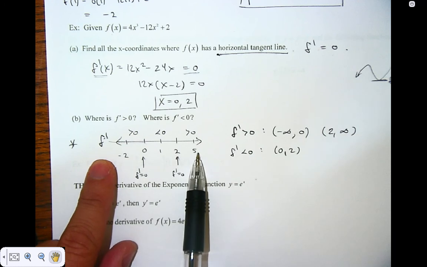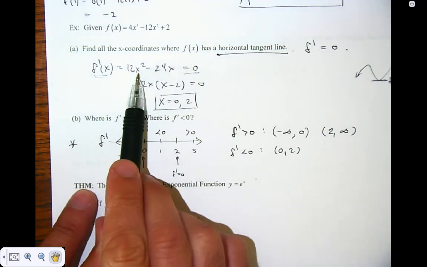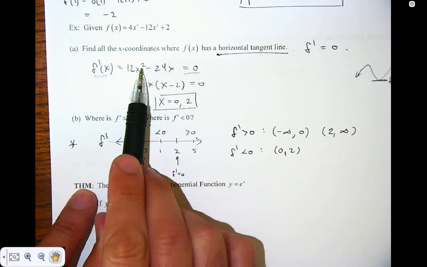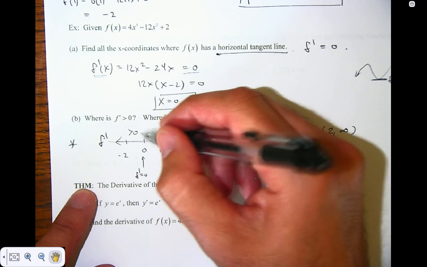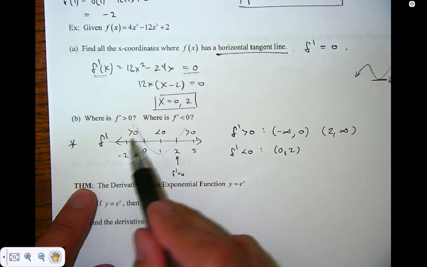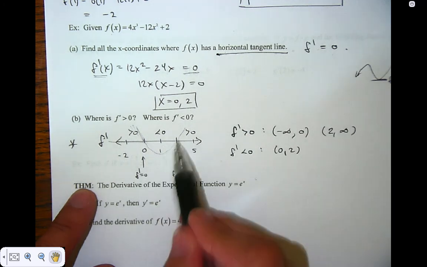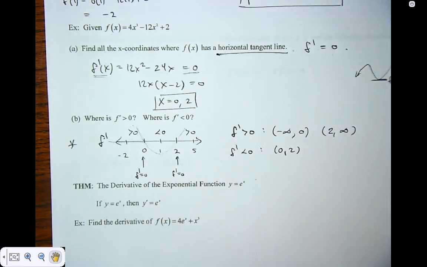There's another way to do this besides a test value. Some of you might know that this is a parabola, right? Because it's squared, and it's positive, so it opens up. So the graph looks like this, right? And so you could see that f prime is going to be positive to the left. In here, it's going to be negative, and then after, it's going to be positive. Both ways are totally fine.